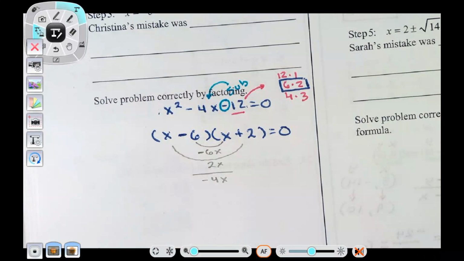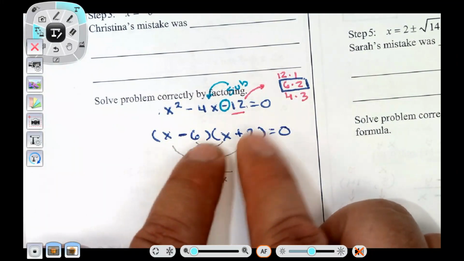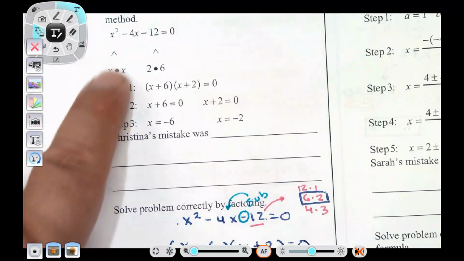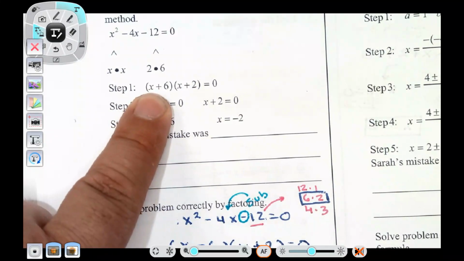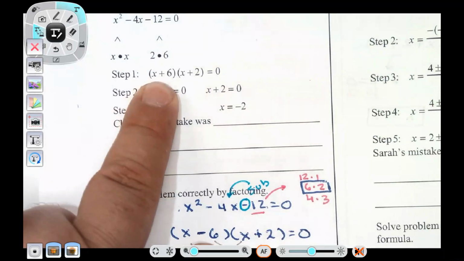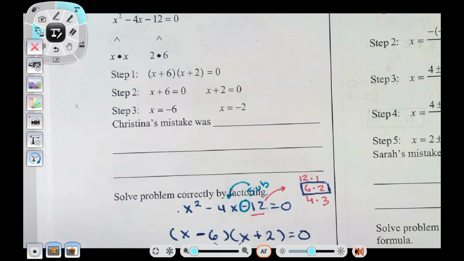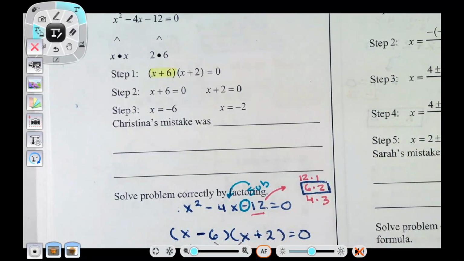And now let's pause for a moment and let's go see if Christina got the same thing we did. Remember, we're trying to find Christina's mistake. So let's see. Here's the problem. They broke it down. There it is. Look at that. X minus 6. We did that correctly. Christina didn't. There's Christina's mistake. That should not be an x plus 6. Well, we already found the mistake.